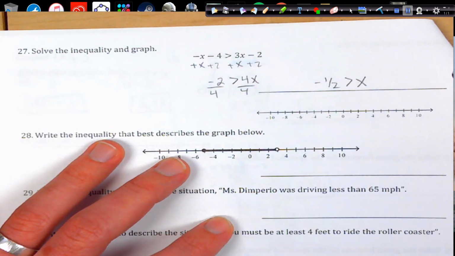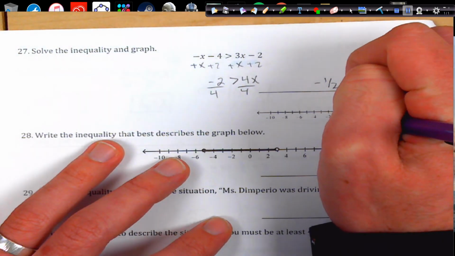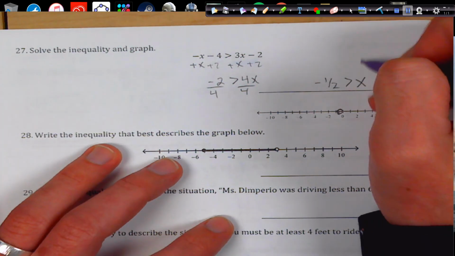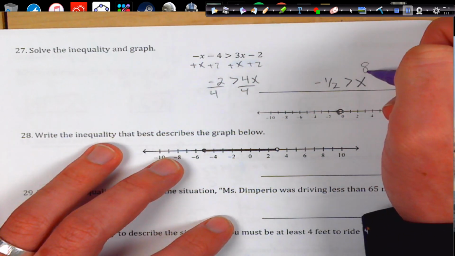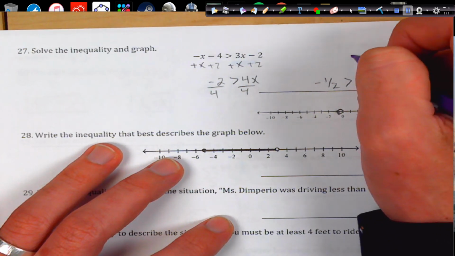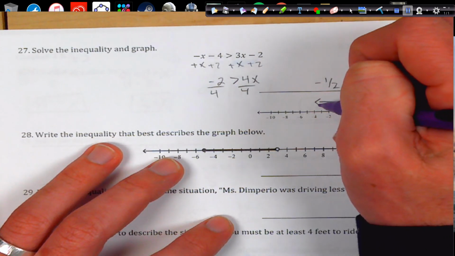Again, another difficult one to graph. I'm at negative 1/2. It's going to be an open circle between 1 and 0. And again, try a test point. Let's try 8. Is negative 1/2 bigger than 8? Nope. Is negative 1/2 bigger than negative 8? Yes, so we're going to graph towards negative 8.